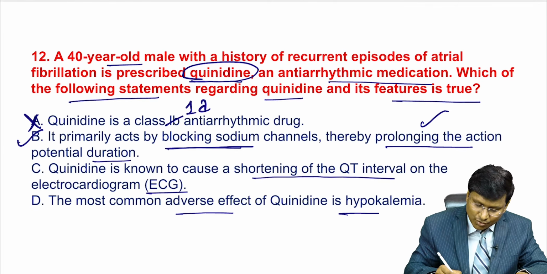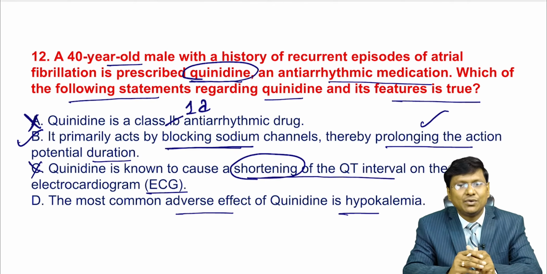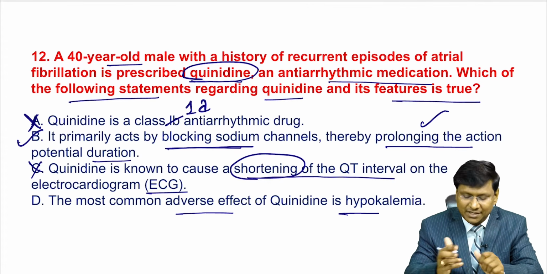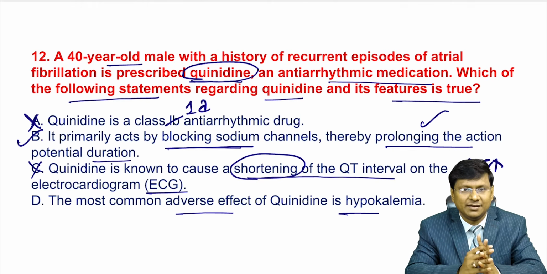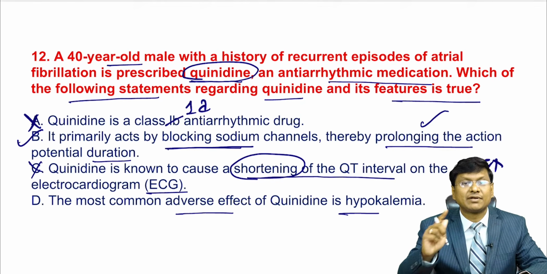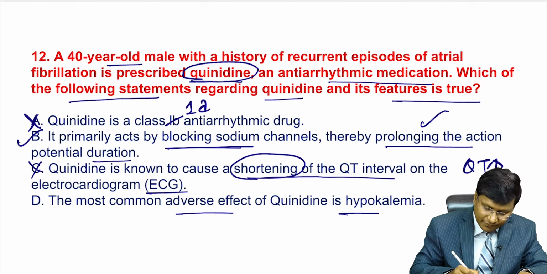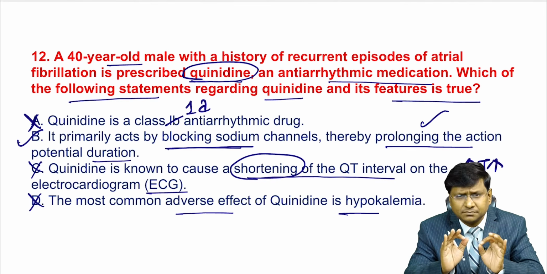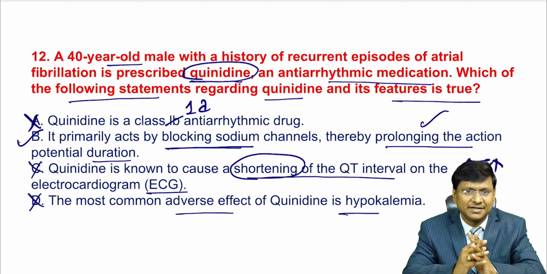And Quinidine is known to cause shortening of the QT interval. This is the wrong statement. Now, this particular Quinidine is prolonging the depolarization. So thereby what will happen to your QT interval? There will be QT prolongation with Quinidine. You will not have a short QT interval, you will have a long QT interval. Then the most common adverse effect of Quinidine is hypokalemia. That is a wrong statement. So the most common adverse effect of Quinidine is not hypokalemia, right?